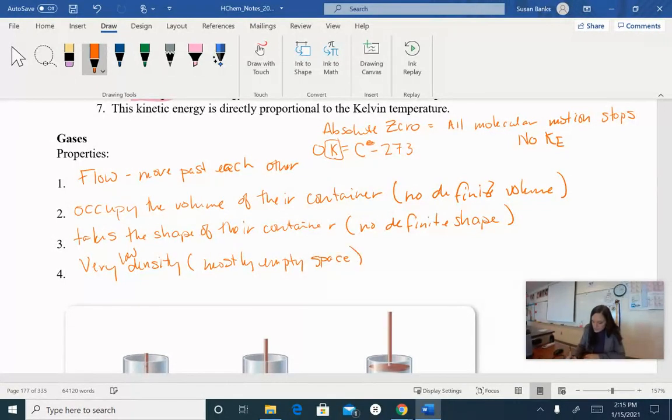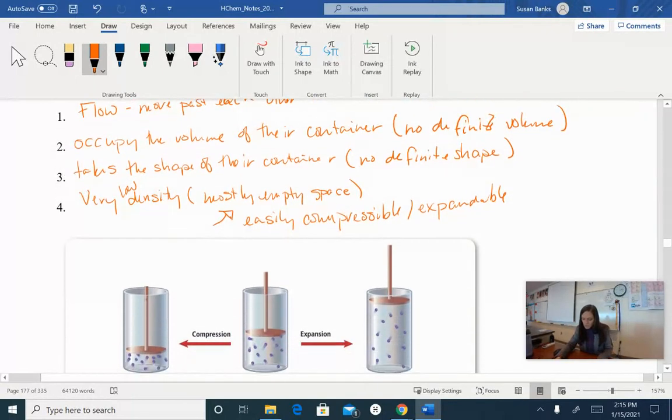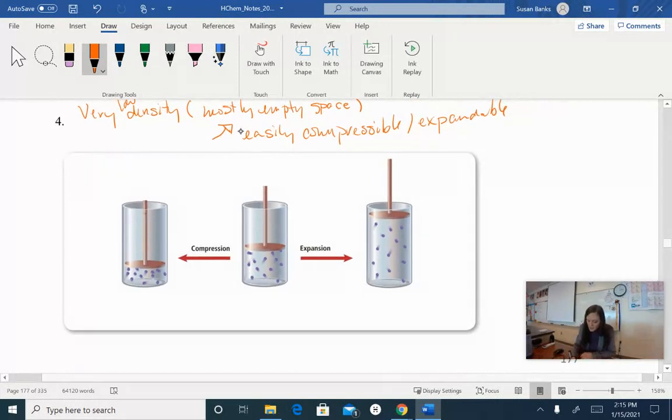And because it's mostly empty space, gases are easily compressible. I can smush the molecules closer together, or expandable. I can do that really easily. Let's show you this diagram. In this diagram, I have a piston that I can move up and down. If I move this piston down, I can compress the gases so that they're closer together. Or if I move this piston up, I can expand the gases and they're going to be further and further apart.